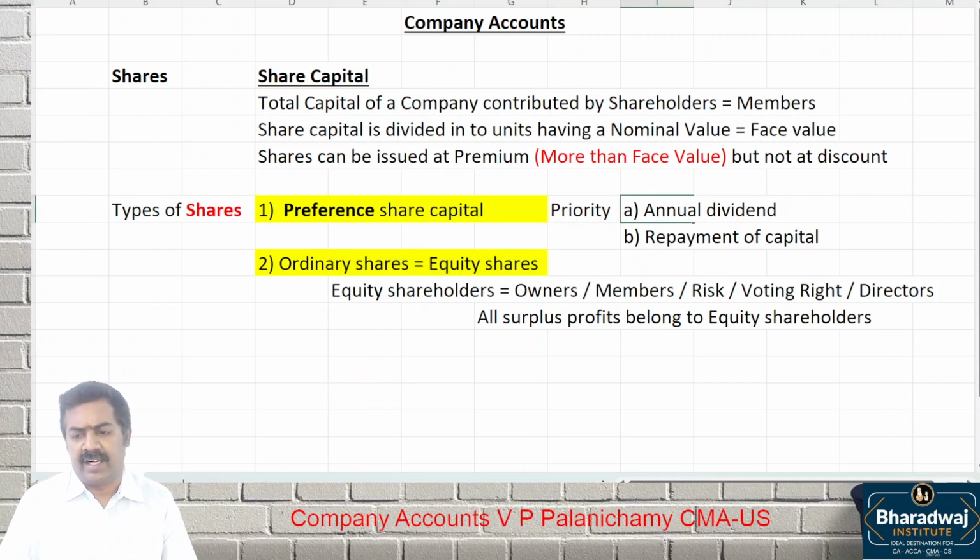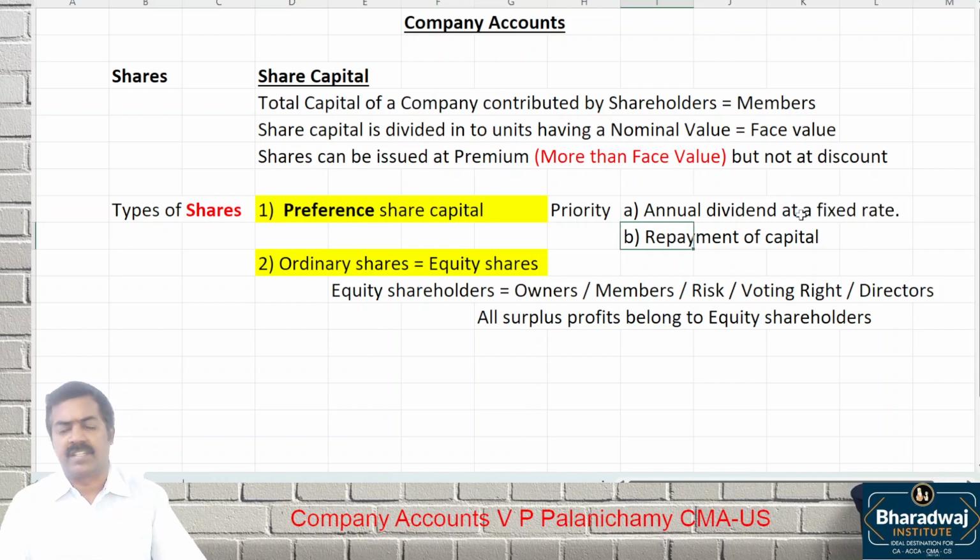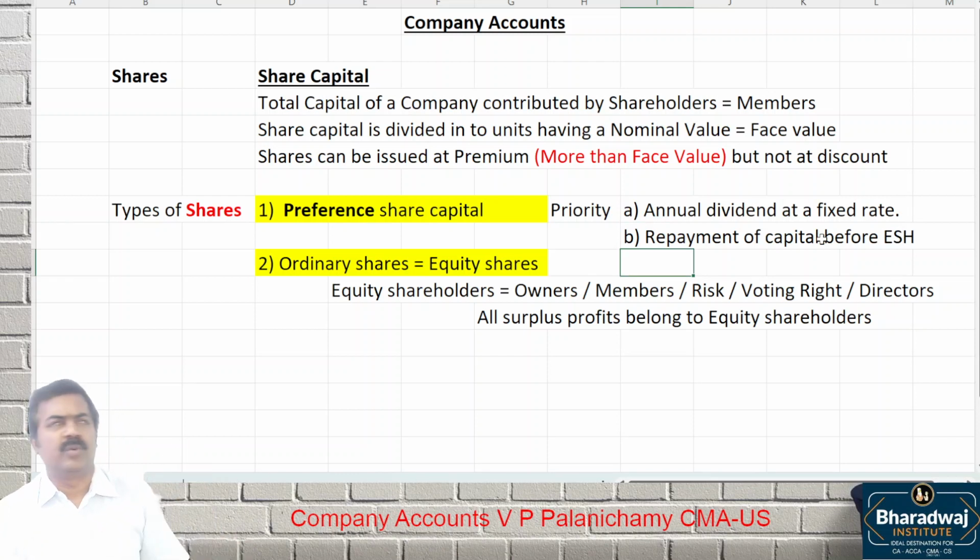They get an annual dividend at a fixed rate. For example, if it is 10%, 10% on the capital will be paid to them every year. Then repayment of capital before equity shareholders. They get the capital before the equity shareholders. Why is it so? Why this difference? Simple, pay attention. A small story for about 2-3 minutes and you can continue.